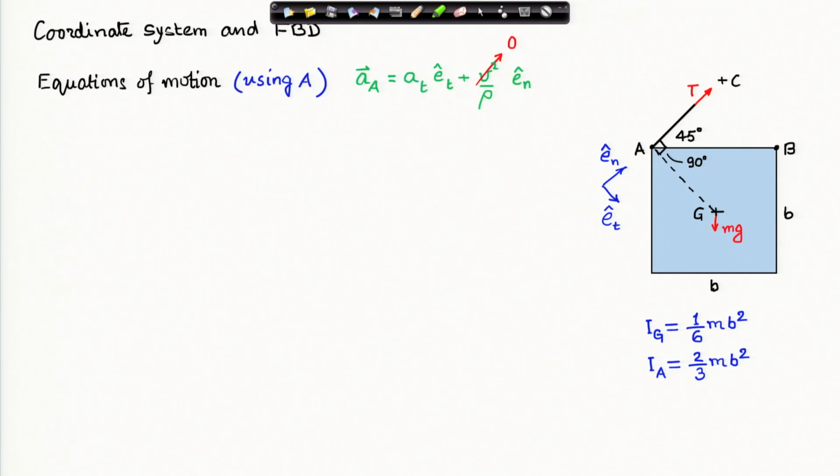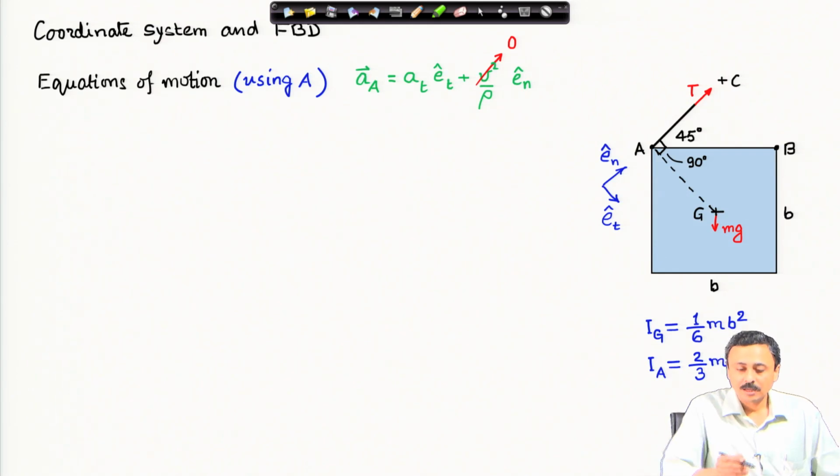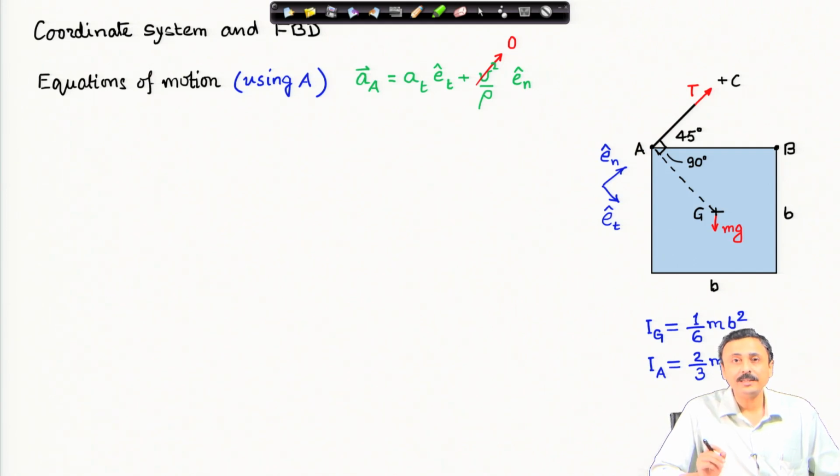We are going to write the equations of motion. Here I will not write down the translational dynamics equation, but I will show you that by writing the rotational dynamics equation about two points we can solve this problem, because of this very special geometry. This geometry makes the equations very simple. I am going to write the rotational dynamics equation of the plate using this point A. Therefore, I need the acceleration of this point A.